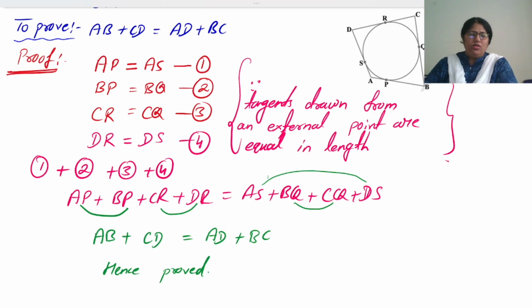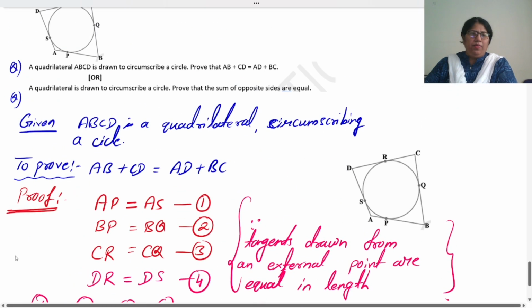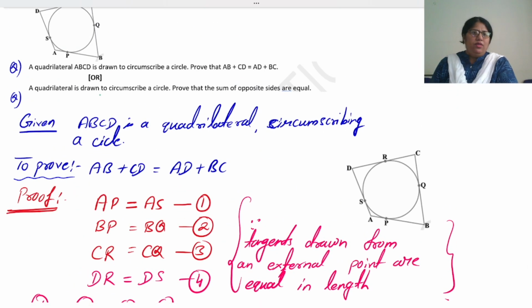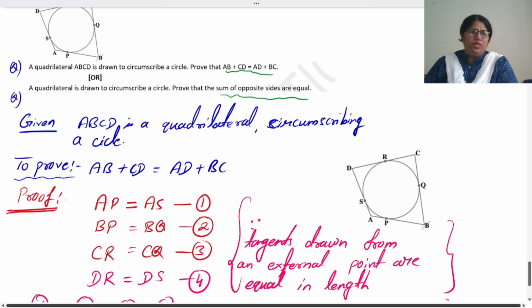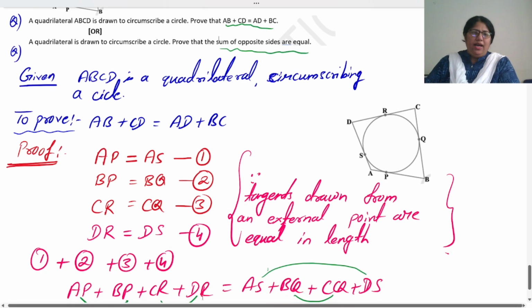Right, you have solved this. All these three questions will be based on that. A quadrilateral is drawn to circumscribe a circle. Prove that the sum of opposite sides are equal. Or they don't give a figure, they'll just give you the sum of opposite sides. You need to prove they are equal.